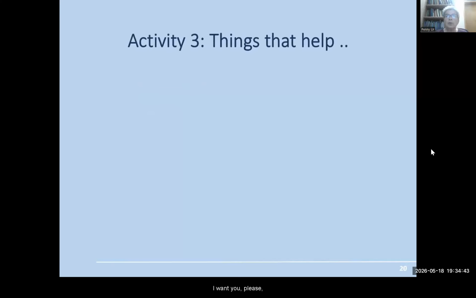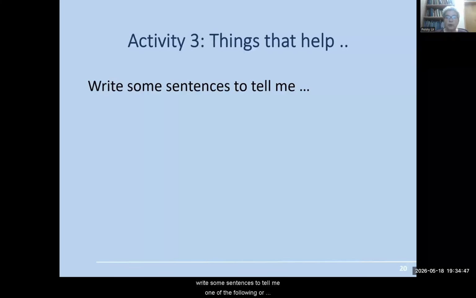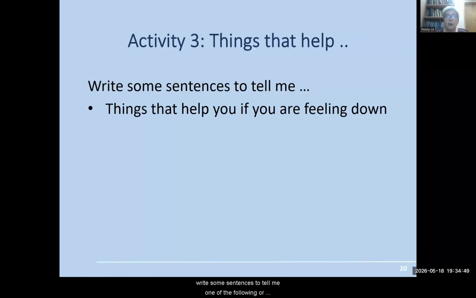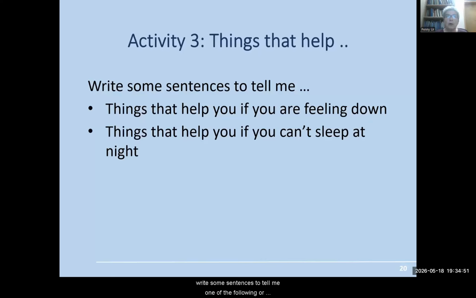Okay, activity 3. I want you, please, again for a minute and a half, to write some sentences to tell me one of the following, or both if you like. Things that help you if you're feeling down, things that help you if you can't sleep at night. And I've given you a scaffolding sentence. If you want to use it, you don't have to. Okay, a minute and a half.